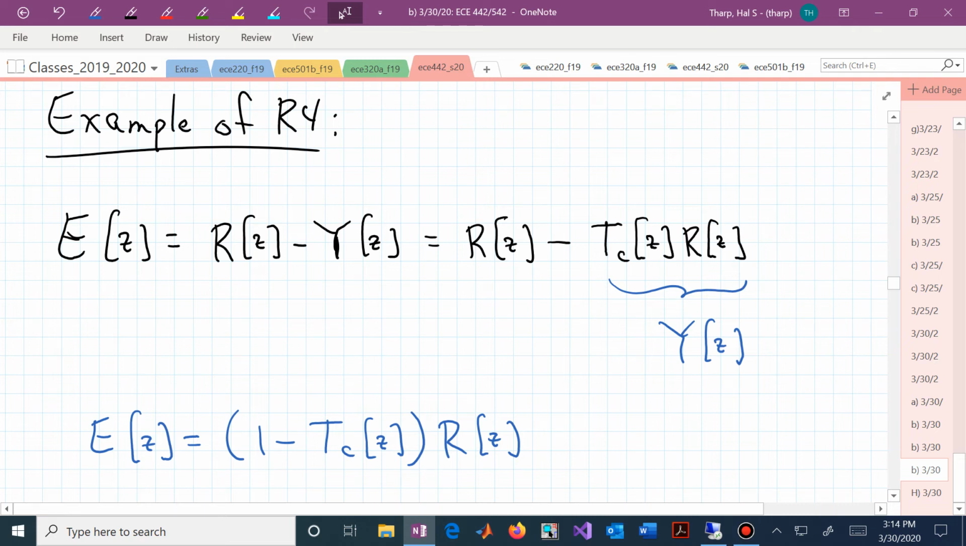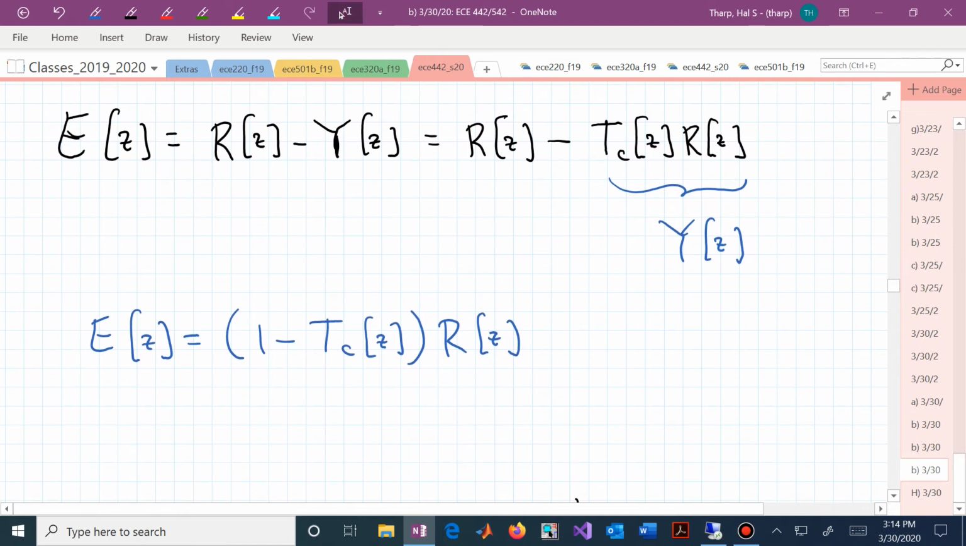The error signal is again the comparison between the reference input R and the output Y, or R minus Y. And Y is just the desired closed loop transfer function T sub C times R. So R minus T sub C R is E.